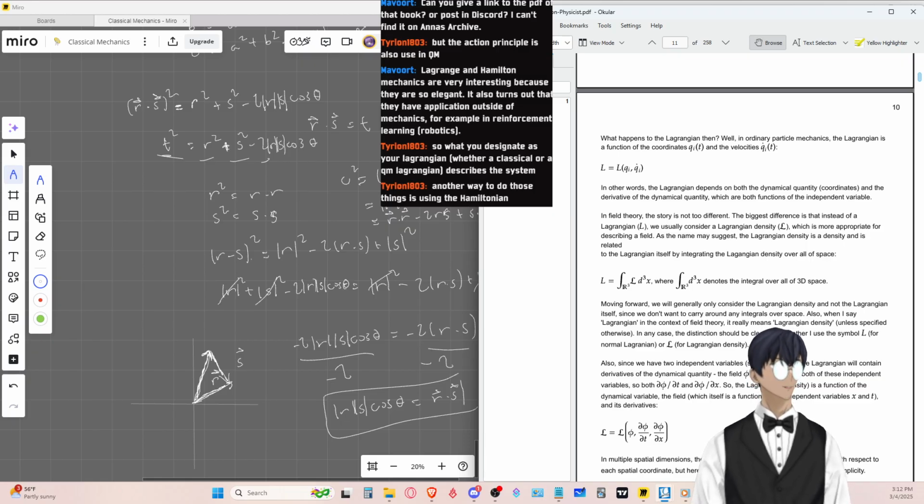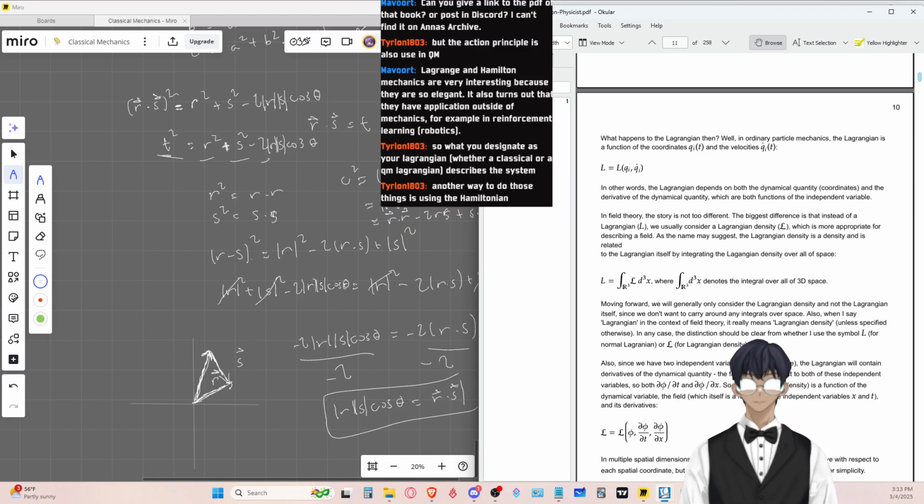Lagrangian and Hamiltonian mechanics are very interesting because they're so elegant. It also turns out that they have applications outside of mechanics, for example, reinforcement learning, robotics. Oh, okay, that's interesting. So what you designate as your Lagrangian, whether a classical or quantum Lagrangian, describes the system. Another way to do those things is using the Hamiltonian. Right. Because obviously you have to learn classical mechanics in order to do quantum mechanics.